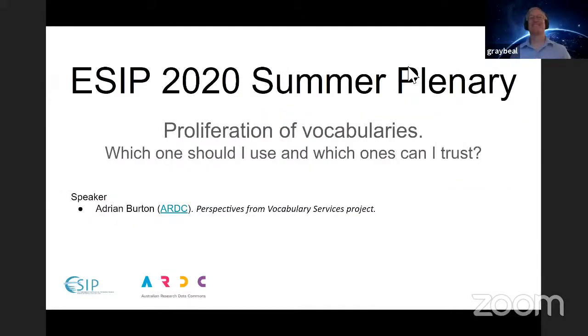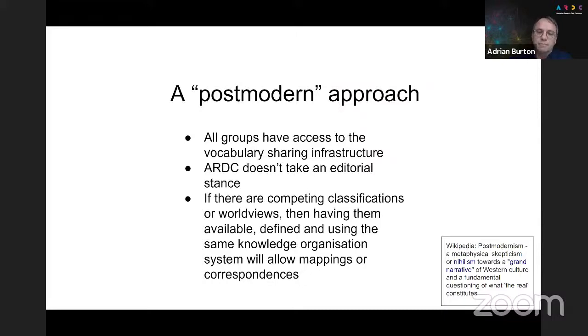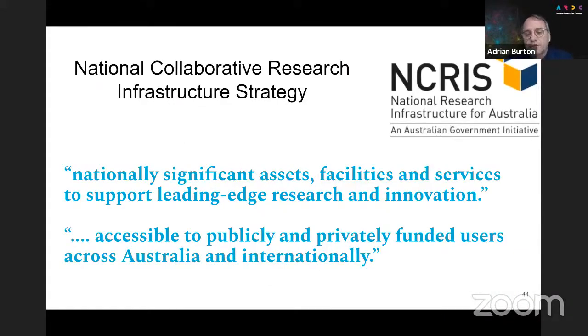Yes, so I'm going to talk to you about a service that we operate here in Australia. I'm part of the NCRIS system in Australia, which is National Collaborative Research Infrastructure. There's a number of national facilities that focus on either different technology types or different domain sciences. Down the bottom there, it says that we are accessible to publicly and privately funded users across Australia and internationally.